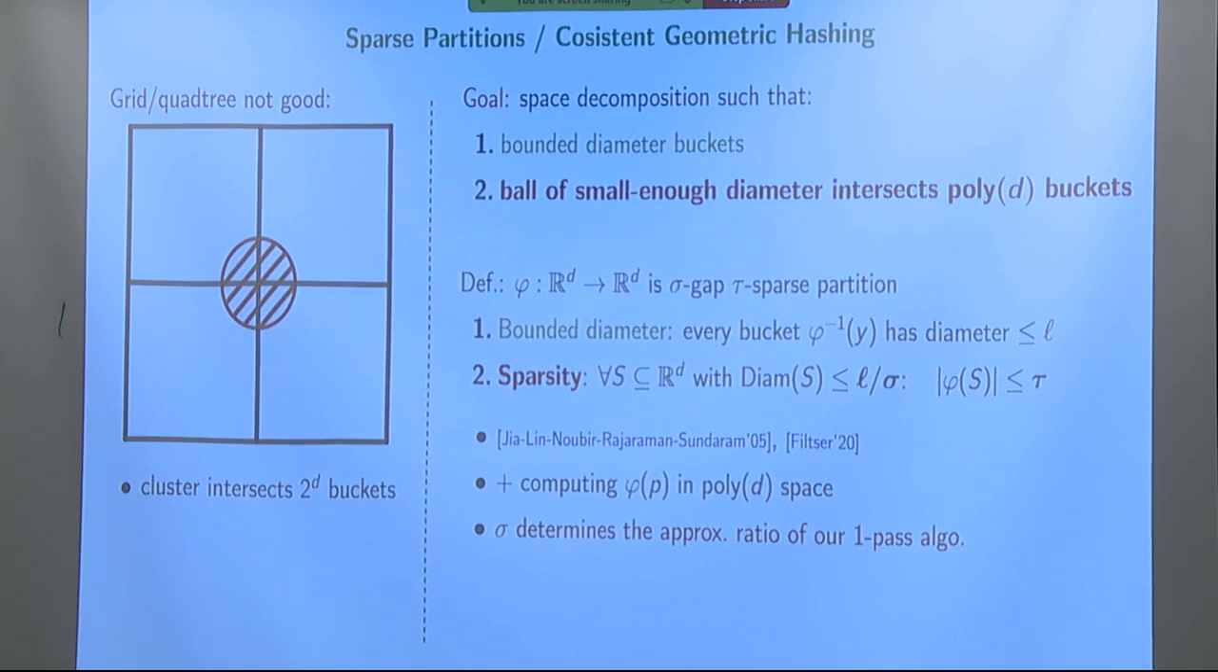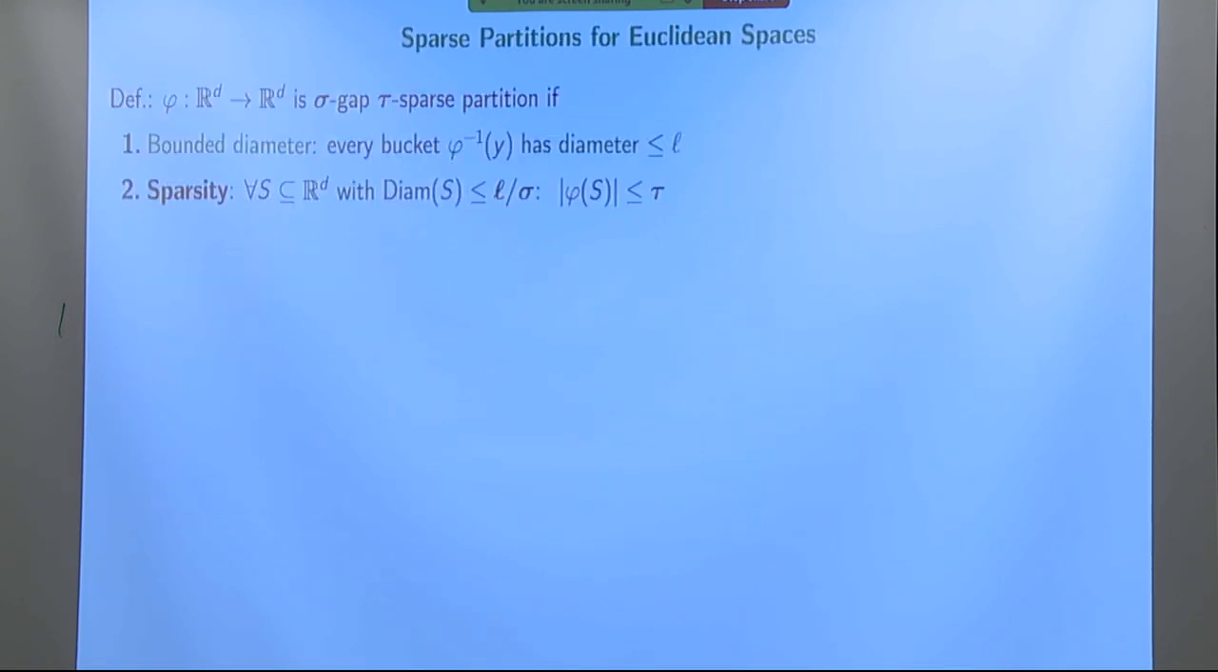Up to one subtle difference, we actually need to compute these hash functions in streaming, so it means in low space, and we actually need to store them in low space. And here we have two parameters. I think for Arnold they had pretty much the same significance. For us, this sigma, this gap parameter, is actually more significant because it will affect the approximation ratio of the one-pass algorithm.